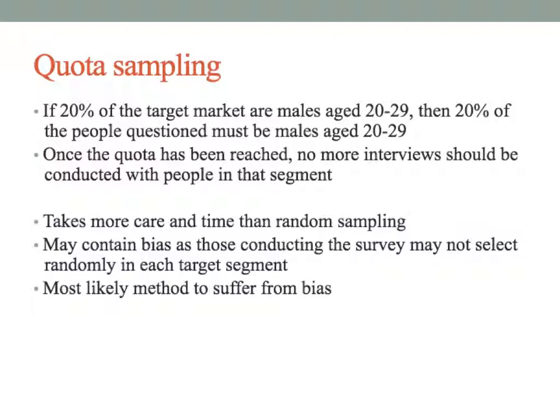Once the quota has been reached, you can't have anybody else in that segment, even if they're the only people who are willing to answer your questions on that particular day. It takes more time, and it takes more care. You might be less successful in achieving each of the target segments. It may contain bias because it's not nearly as random. There's a need to fill that quota, and this is the most likely method to suffer from bias.